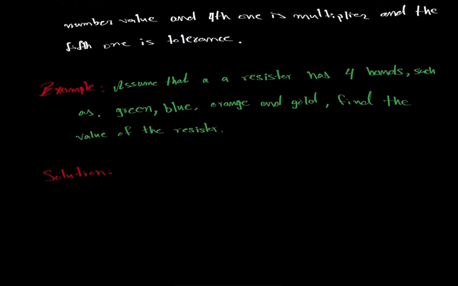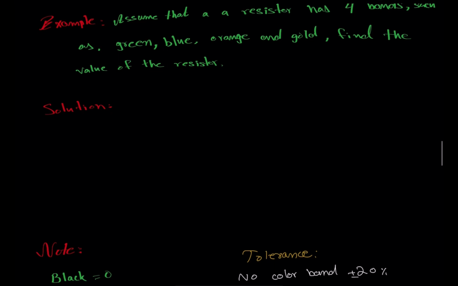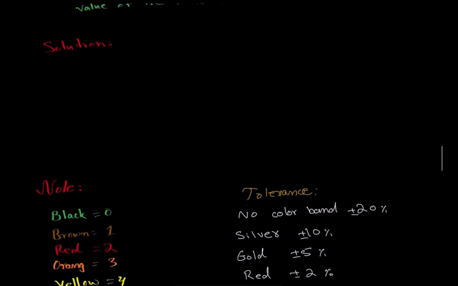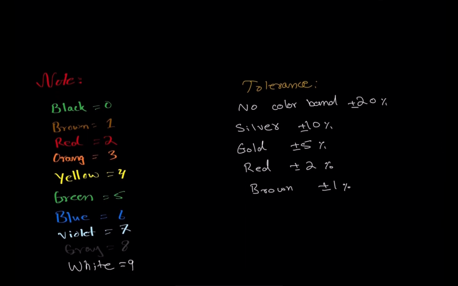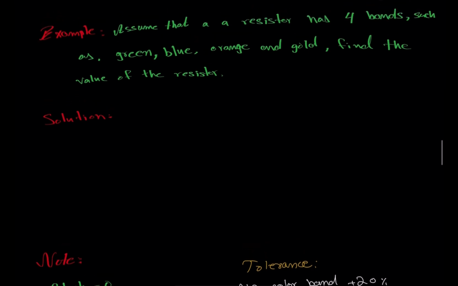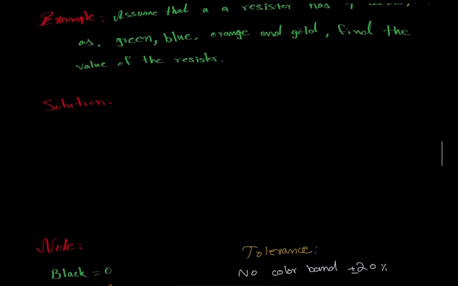Okay, example. Assume that a resistor has 4 bands, such as green, blue, orange, and gold. Find the value of the resistor. So, to solve this question, you have to go right here. So this is our value. It says what color codes are here. So it has 4 bands total. We said the first 2 are the numbers, the third one is a multiplier, and the fourth one will be the tolerance.